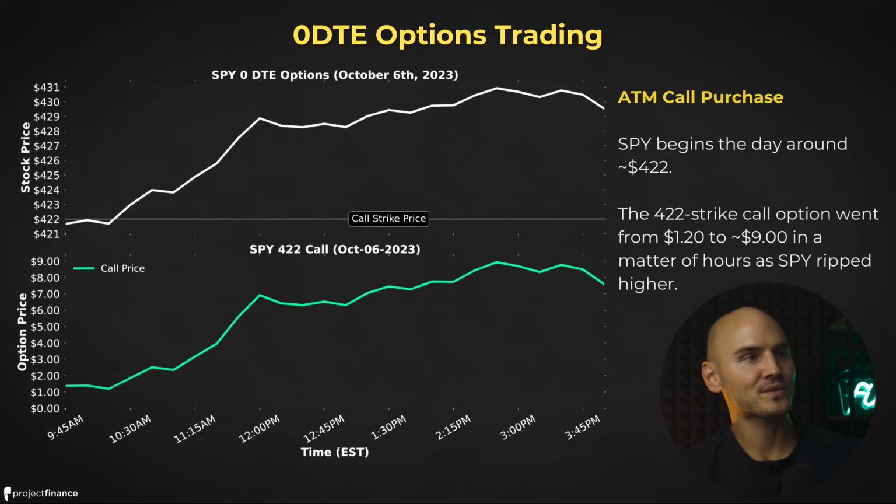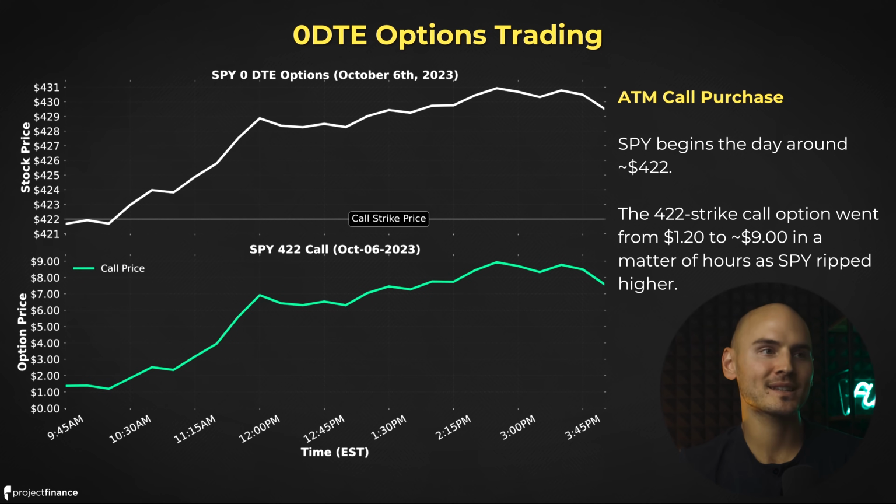For these examples, we're going to be looking at SPY options. This first example, we're looking at October 6th, 2023. On this trading day, SPY began the day around $422, and as we can see, just rocketed higher through the entire trading day, reaching a high price of $431 and ending right below $430. So this is a really big move for SPY.